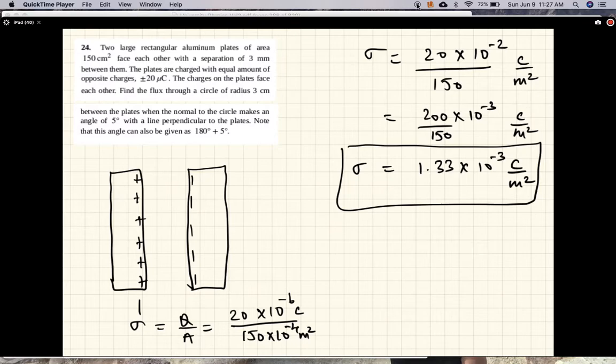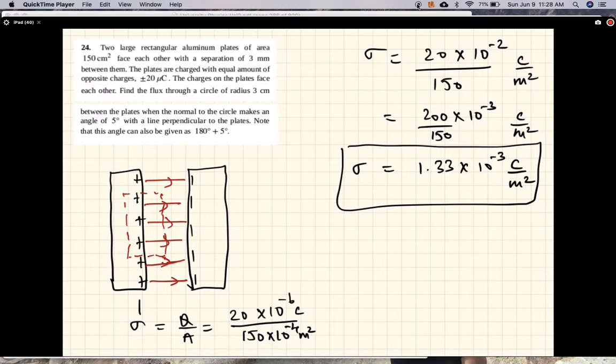Now, find the flux through a circle. So we will need the electric field between the plates, and the electric field between the plates can be calculated using Gauss's law. Okay. So if you draw a Gaussian surface like so, the dotted line is the Gaussian surface.